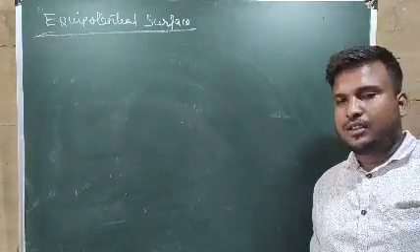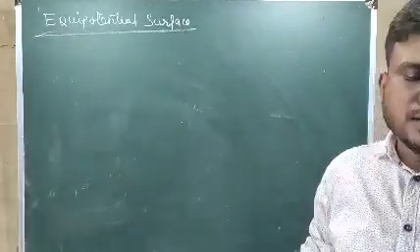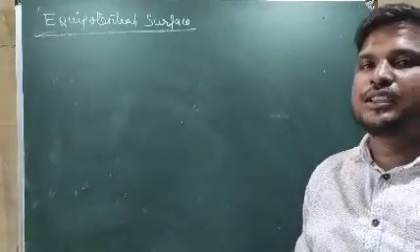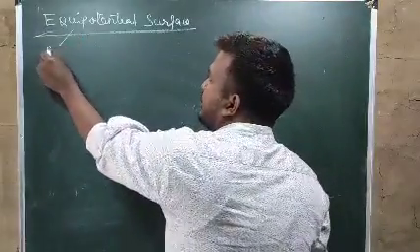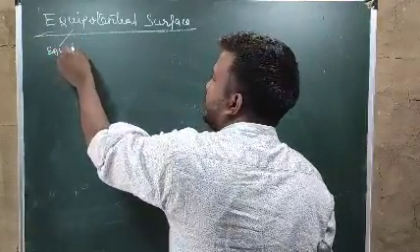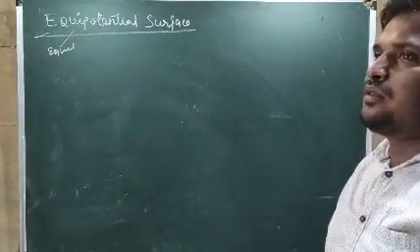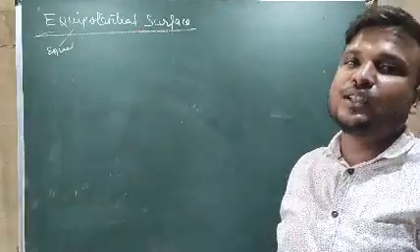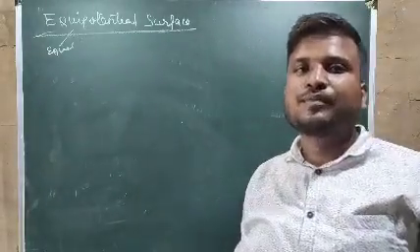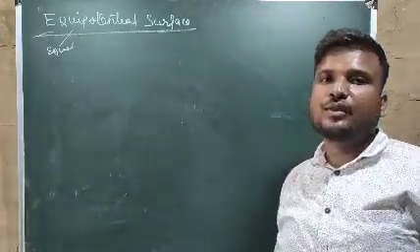Hello everyone. In this video I'll teach you about equipotential surface. Equipotential surface. As the name implies, equi means equal and potential means, already we know what is potential. So we are studying equipotential surface. A surface at which the potential remains the same, or potential remains constant, is called an equipotential surface.